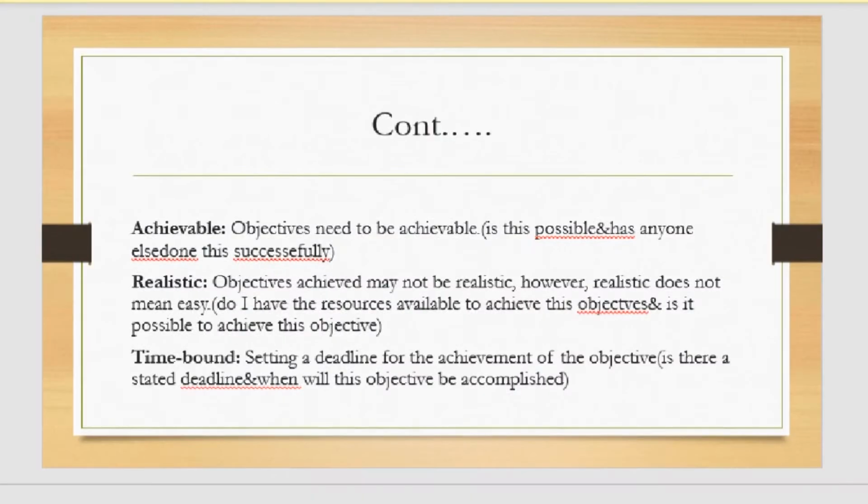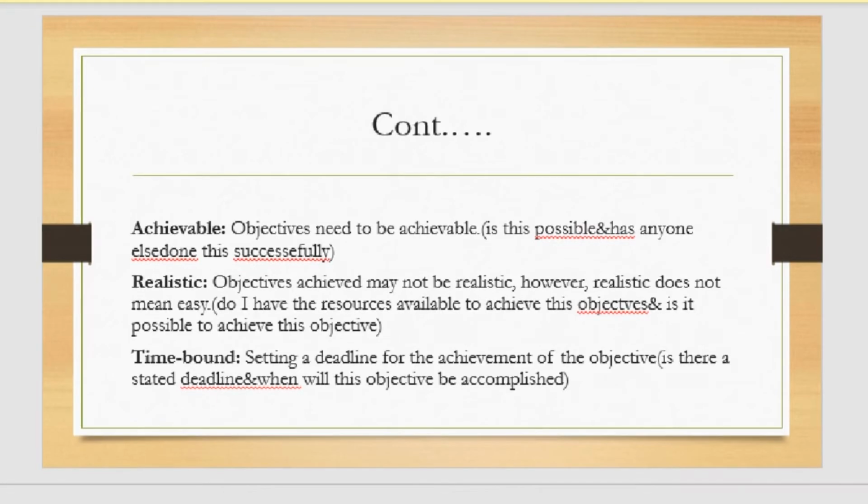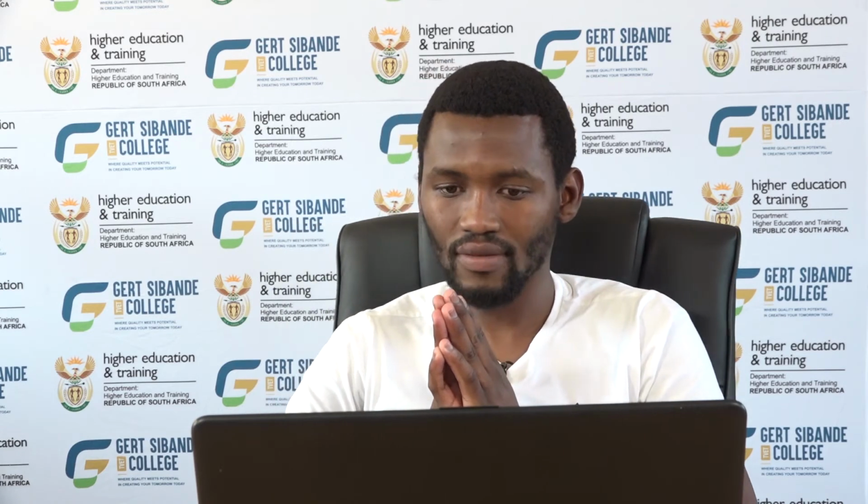Then realistic. The objective achieved may not be realistic. However, realistic does not mean easy. So also there are some questions that you need to check before, which is, do we have the resources available to achieve this objective?